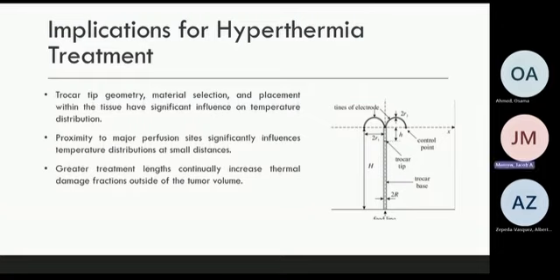A final major implication for hyperthermia treatment is that greater therapy lengths continually increase thermal damage fractions outside of the tumor volume. For that reason, treatment simulations should be modeled as accurately as possible to approximate the minimum amount of time required to achieve the desired damage in the tumor, so the damage to the surrounding healthy tissue can be minimized.